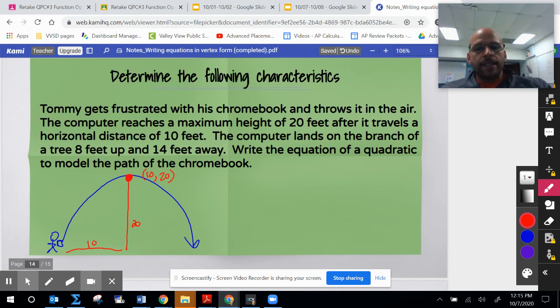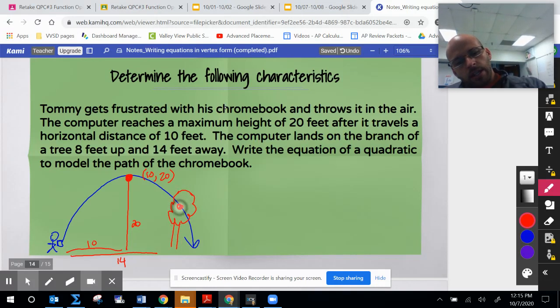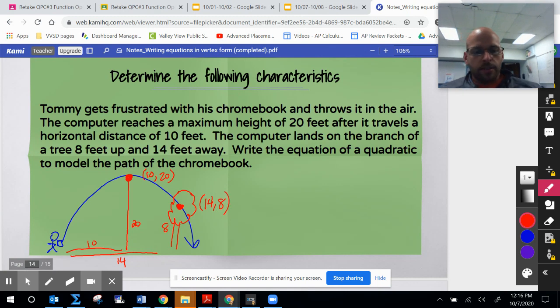The computer then lands on the branch of a tree 8 feet up and 14 feet away. So if I go 14 feet away, there's a tree here, okay? And it lands in this tree 8 feet up. So it's going to be 14, 8. Again, all of these values, you have to make sense of the numbers. You have to read it, make sure you understand the scenario here. But the picture helps a lot.